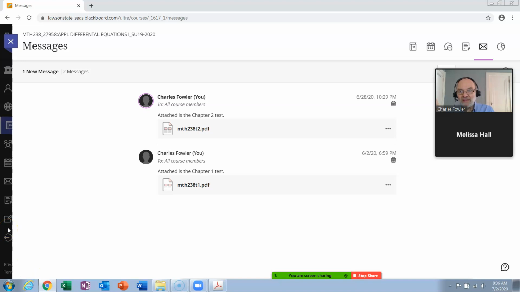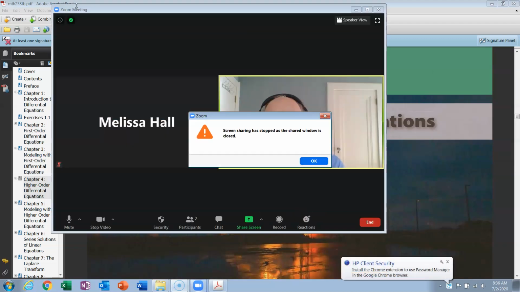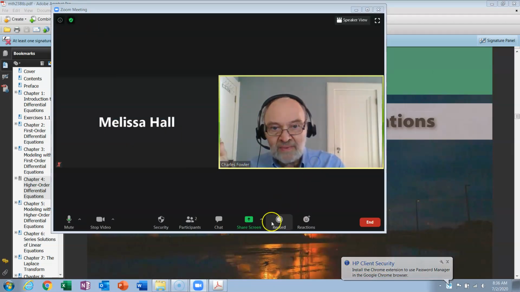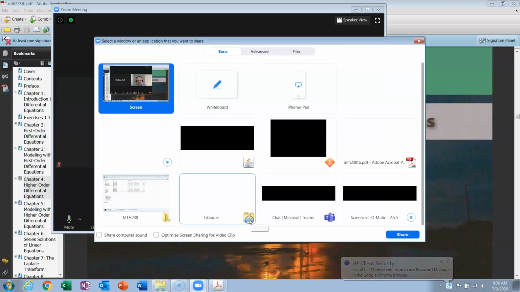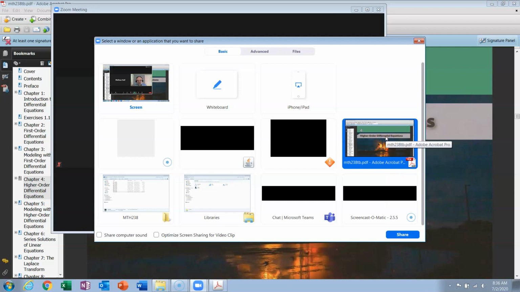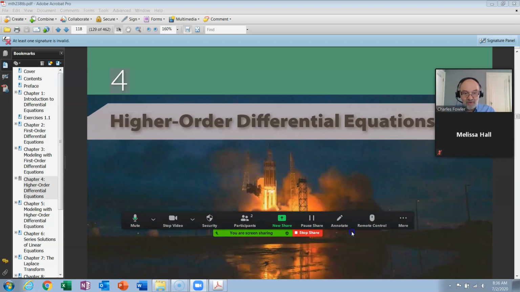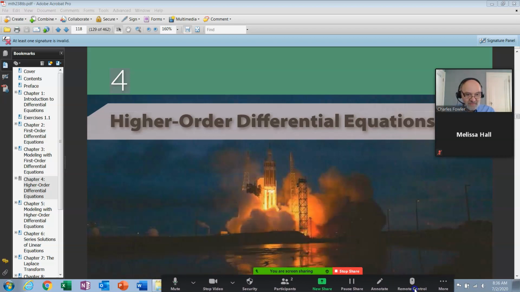I think I will get out of Blackboard then, because I don't think we need to be here any longer. And screen sharing stopped, so let me go back and pick up screen share again from where we were, and that's here. Okay, now I've got to move my taskbars again. This is such a pain.